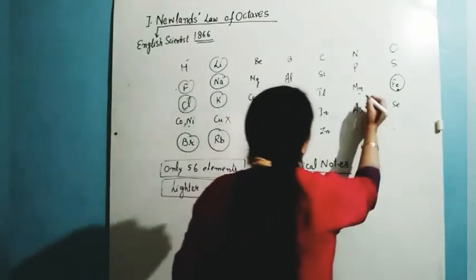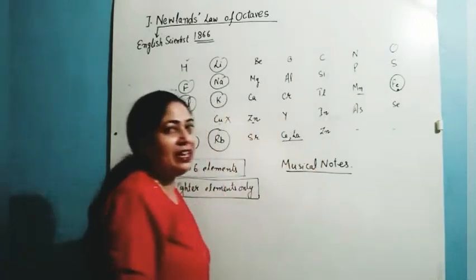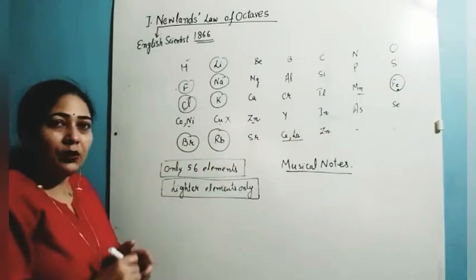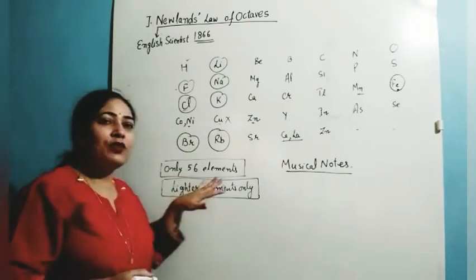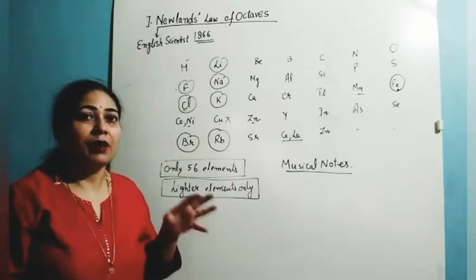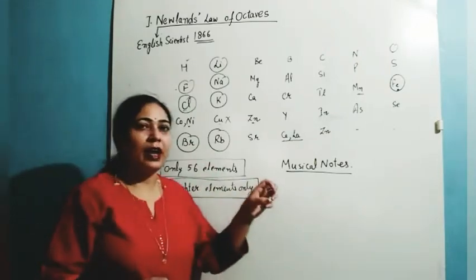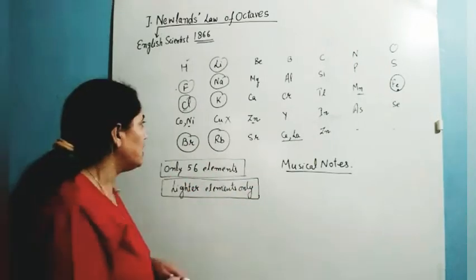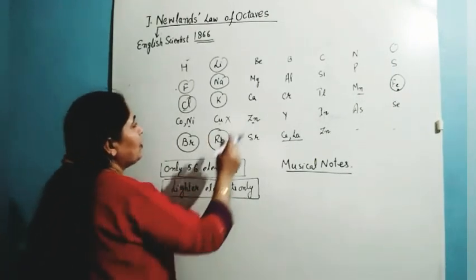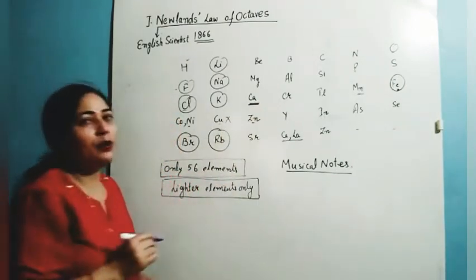Similarly, manganese, which is entirely different in properties from phosphorus and astatine, was placed in the same column. And moreover, Newlands also said that only 56 elements exist in nature, and no more elements exist. But this was disproved later on because more and more elements came into existence. And according to his system of classification, this law could be applicable only up to calcium.